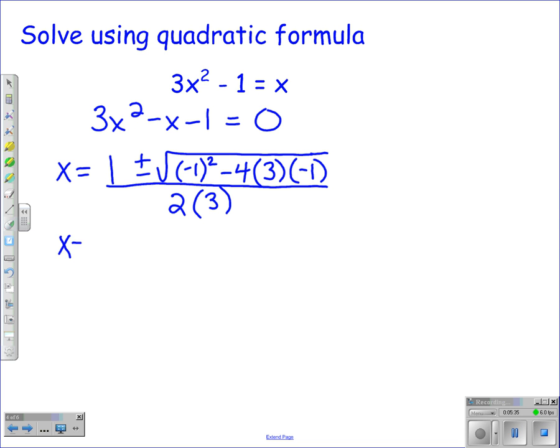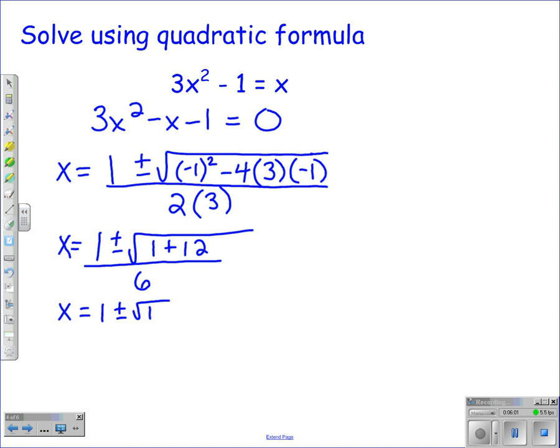Again, start simplifying what's underneath the radical. So we'll have 1 plus or minus. And if you could have done that negative 1 squared and known it was a positive 1 right away, awesome. Then we'll have minus, actually plus, because we have a negative times a negative, so it's a plus 12 all over 6. Simplifying underneath the radical gives us 1 plus or minus the square root of 13 over 6.